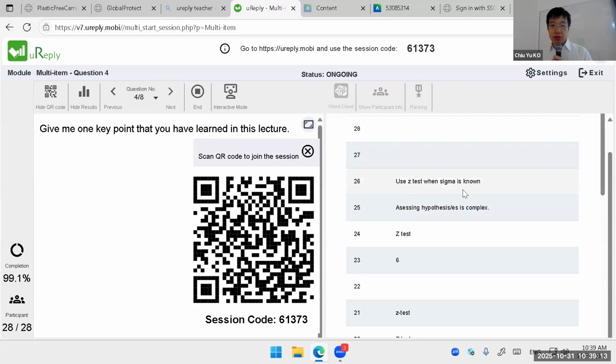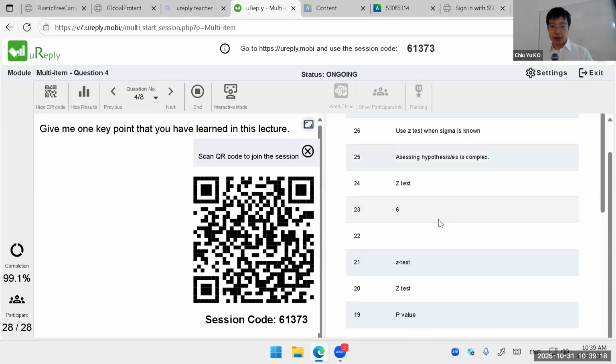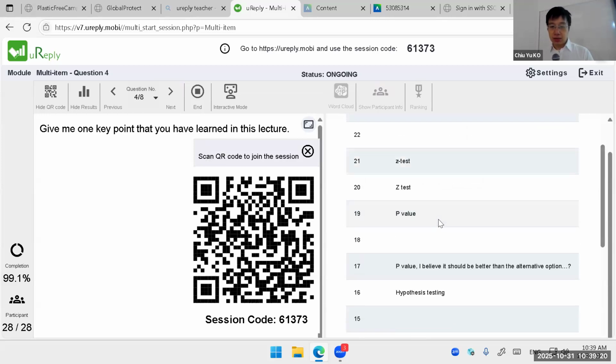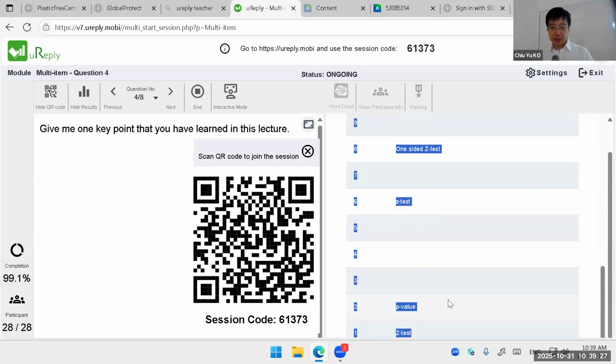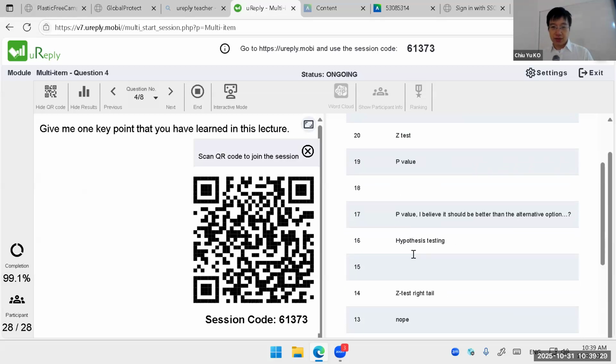Z test when sigma is known, yes. Assessing hypothesis is complex. Yes. P-value. Yeah, this is a good statement. Yeah. Nice. Very glad that you know.